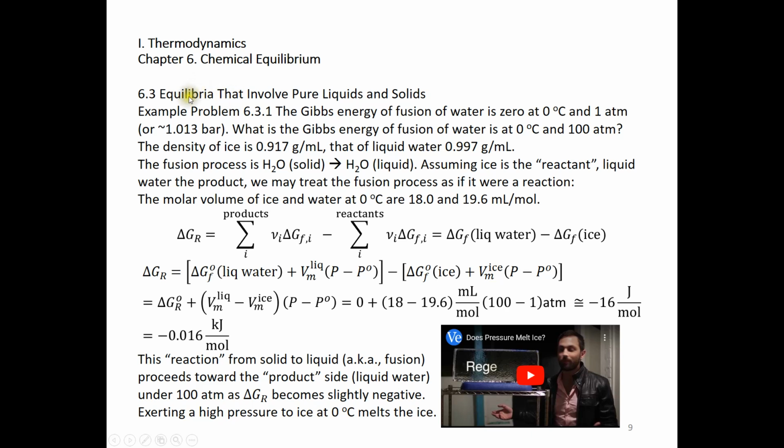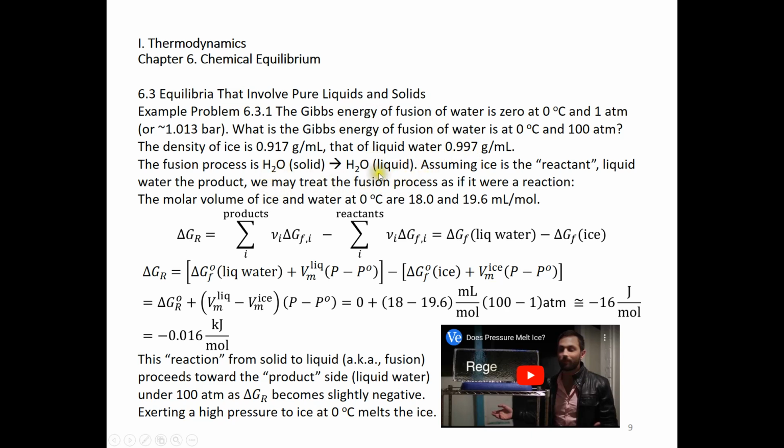Here's a numerical example, problem 6.3.1. Over here, the Gibbs energy of fusion of water is 0 at 0 degrees Celsius and 1 atm. Now we're going to change the pressure to 100 atm, and we're going to compute this Gibbs energy of fusion again at the same temperature, 0 degrees Celsius. We're given the density of ice and the density of liquid water at 0 degrees Celsius. They are 0.917 and 0.9997. The liquid water has a higher density and therefore a smaller molar volume. So during this fusion process, the molar volume will change.